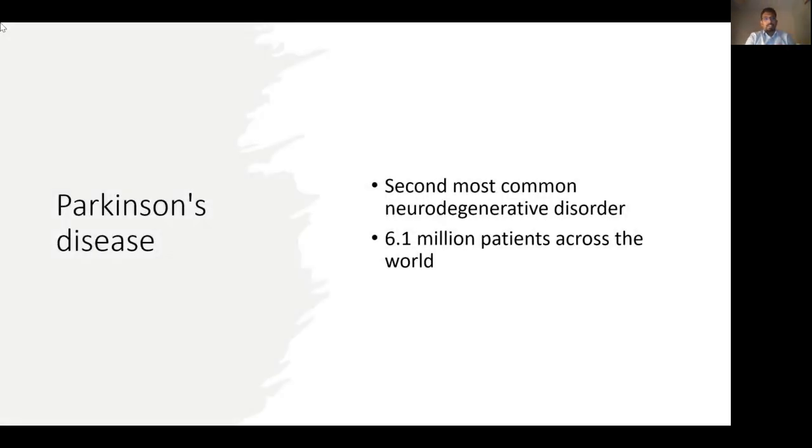Now let's focus on Parkinson's disease itself. As I mentioned, it's idiopathic primary Parkinsonism. This is the second commonest neurodegenerative disorder. Any idea about what could be the commonest neurodegenerative disorder? It's Alzheimer's disease, and there is a huge group of patients throughout the world, 6.1 million.